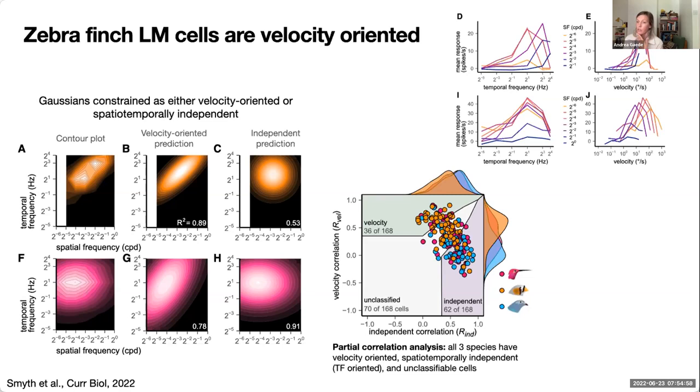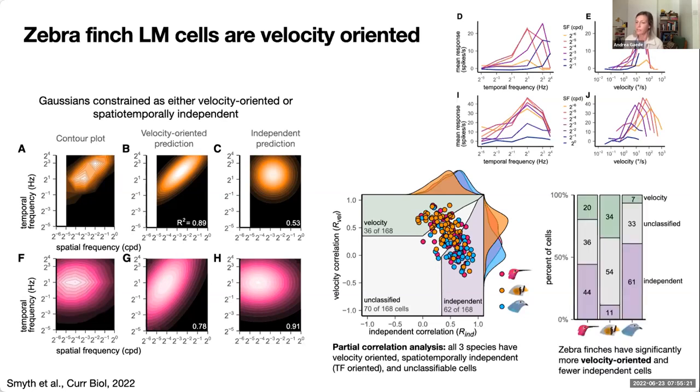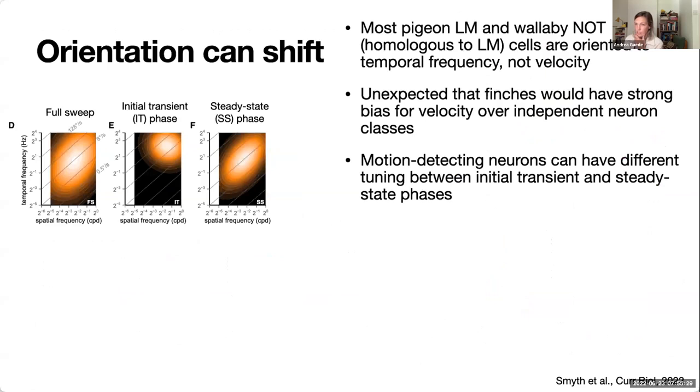So then we plotted the partial correlations against each other and showed that all three species have velocity oriented, spatiotemporally independent or temporal frequency oriented, and unclassifiable cells, which are basically the cells that don't fit well into either of those other bins. And ultimately we found that zebra finches have significantly more velocity oriented cells. And the final thing we showed that was kind of cool is that these orientations can shift. Most pigeon LM and wallaby NOT cells, the homologous structure, are oriented to temporal frequency, not velocity. So it was really unexpected that finches would have a strong bias for velocity over independent orientations.